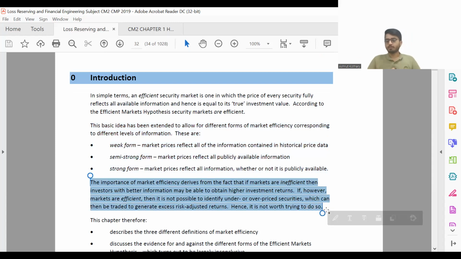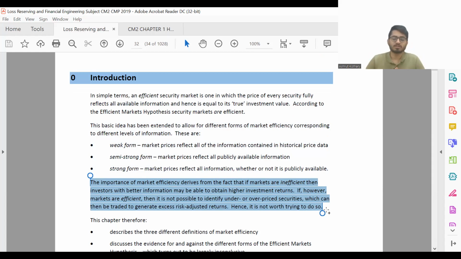The importance of market efficiency derives from the fact that if markets are inefficient, then investors with better information may be able to obtain higher investment returns. If, however, markets are efficient, then it is not possible to identify under or overpriced securities, which can then be traded to generate excess risk adjusted returns.